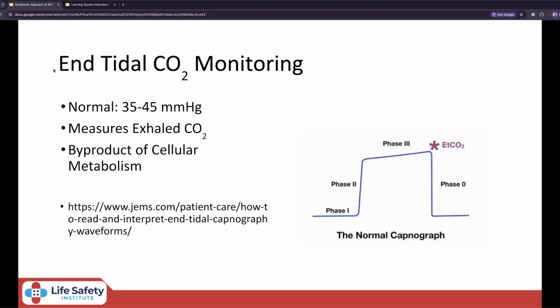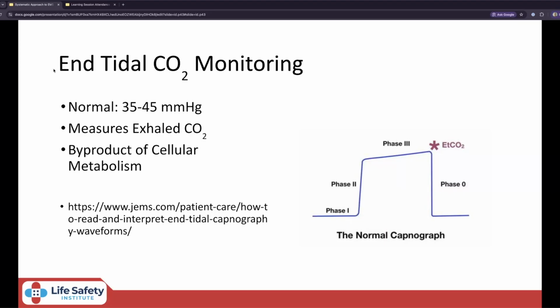The other thing that this can clue you into is constrictions of the airway, right? By putting somebody on end tidal monitoring, I can actually see, are they cleanly exhaling breaths? Am I getting an appropriate amount of end tidal CO2? A normal reading would be 35 to 45 millimeters of mercury. Okay, so it's a pressure. And this end tidal CO2 is measuring the exhaled carbon dioxide, which is a byproduct of cellular metabolism.